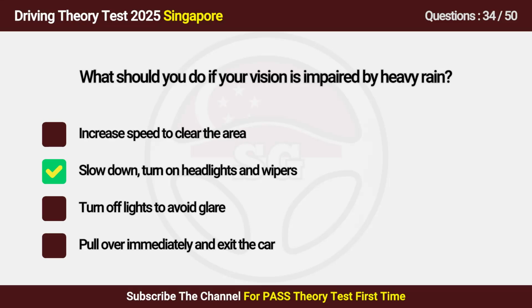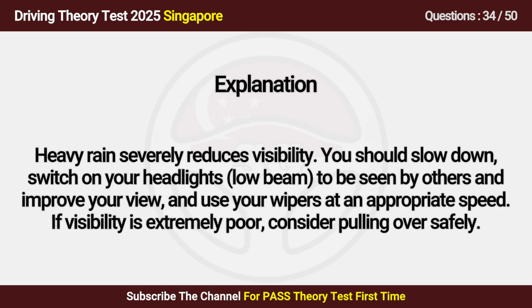Answer is B. Slow down, turn on headlights and wipers. Heavy rain severely reduces visibility. You should slow down, switch on your headlights low beam to be seen by others and improve your view, and use your wipers at an appropriate speed. If visibility is extremely poor, consider pulling over safely.